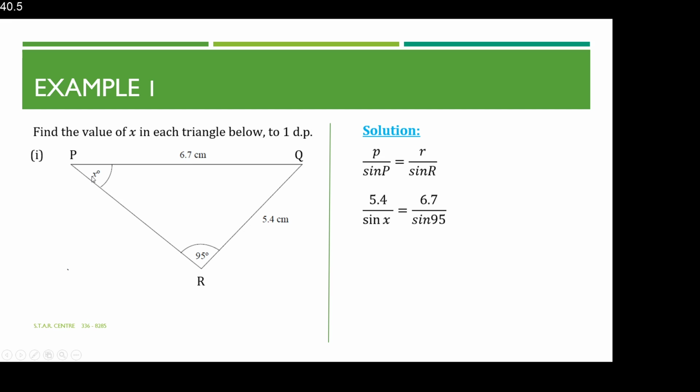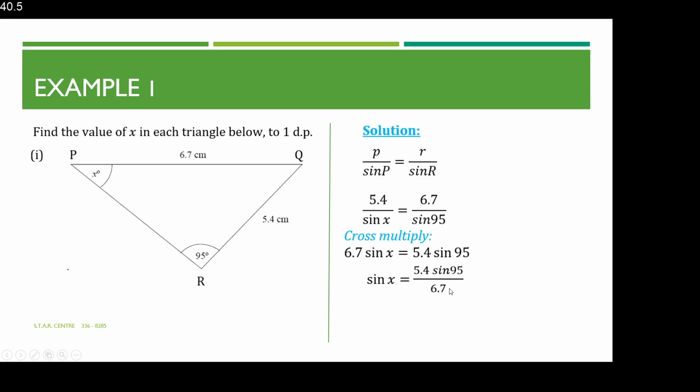Sine P will be sine of x. R is the side opposite angle R, which is 6.7. And sine R will be sine of 95. So it gives us 5.4 over sine x equals 6.7 over sine 95. From this point, we are going to cross multiply, and that will give us 6.7 by sine x equal 5.4 by sine 95. Making sine x the subject of the formula would give us 5.4 sine 95 over 6.7.